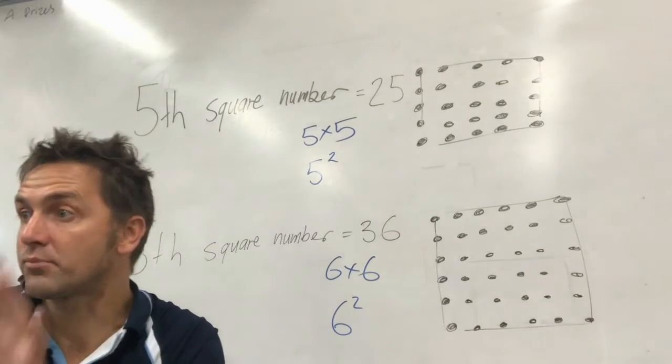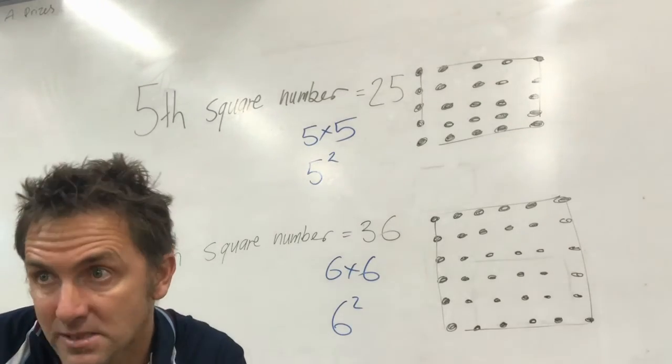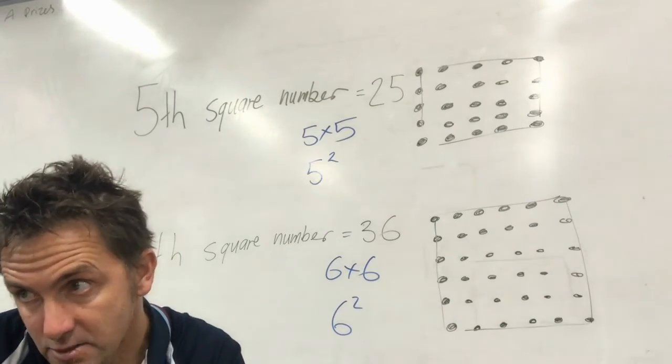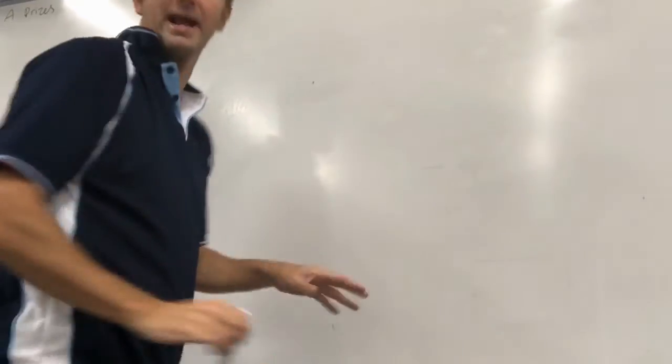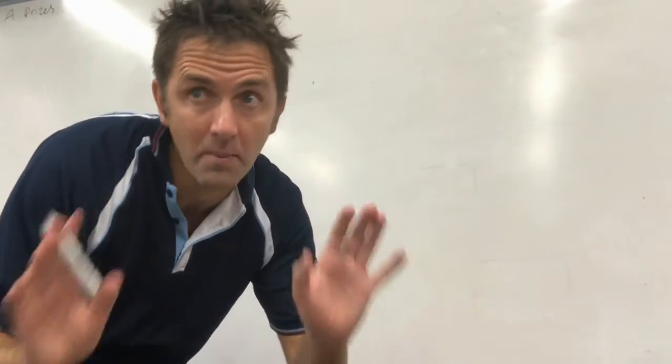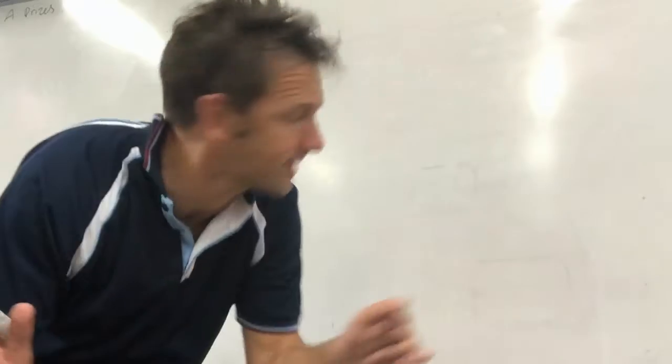Now we're going to look at their properties, and they're pretty interesting. We're going to have a mini title in our work. It's called Properties of Square Numbers. Write that down.